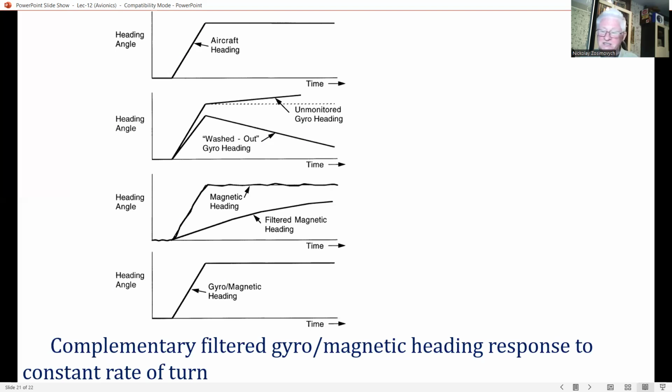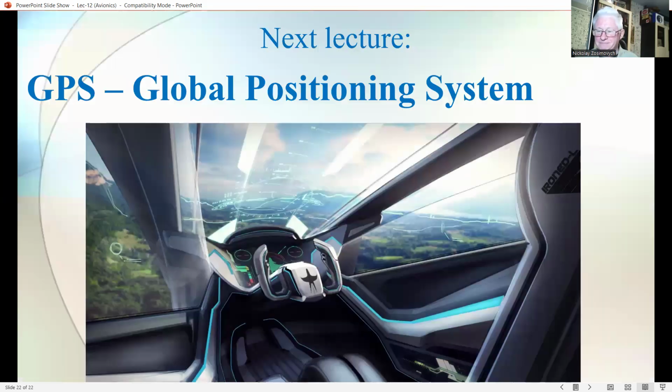The figures on this slide, very simple, illustrate the system response to a constant rate term, assuming a near critically damped system. In the next lecture, we will be studying GPS, the global positioning system.